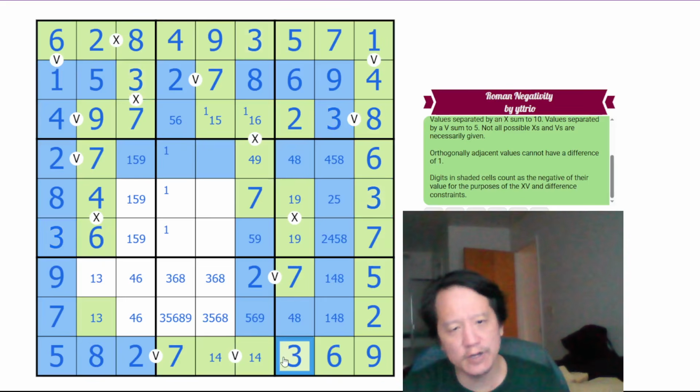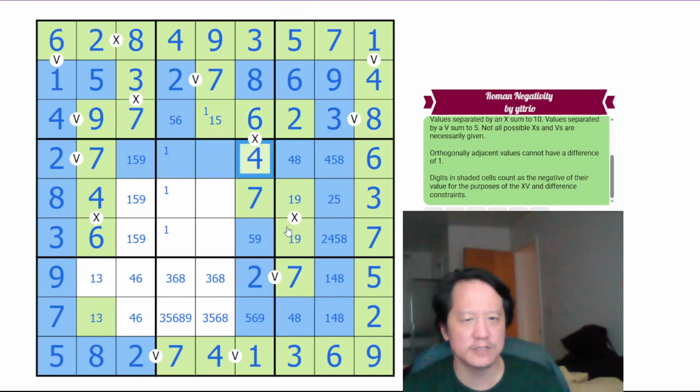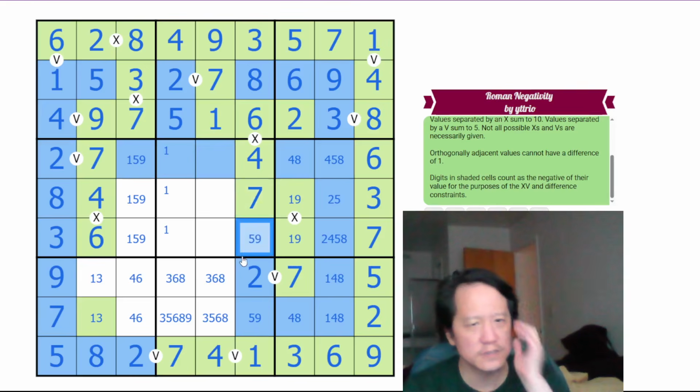4 and 3 are consecutive, so this can't be 4, which makes this 1, that 4. 1 eliminates 1 here, so that's 6 and 4 here. That means this can't be 6. 6 eliminates 6 here, so that's 5, which makes that 1 there. So this is -5, that's 1, 6.